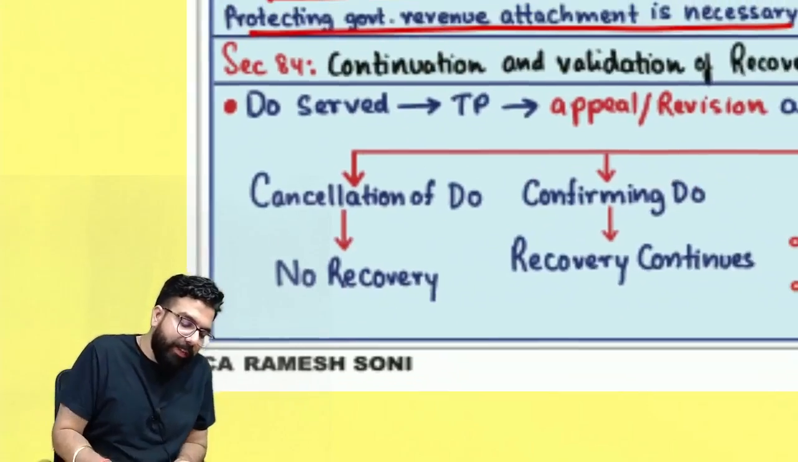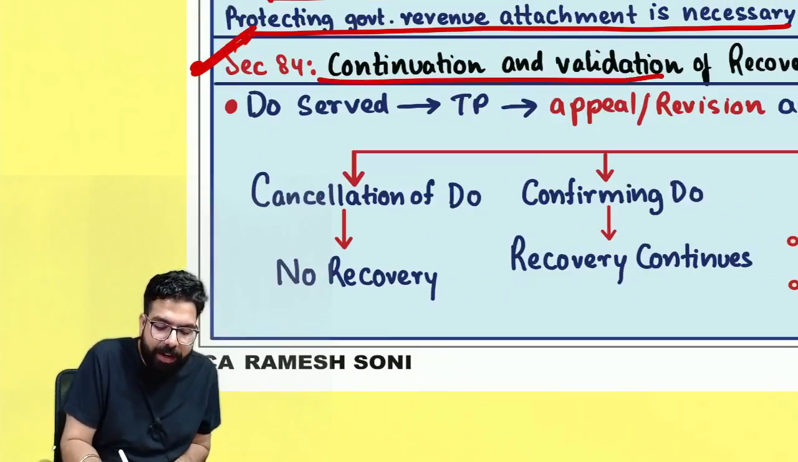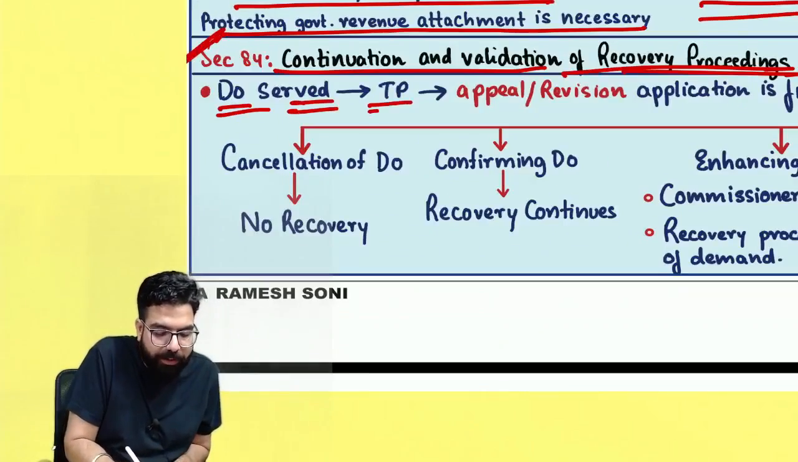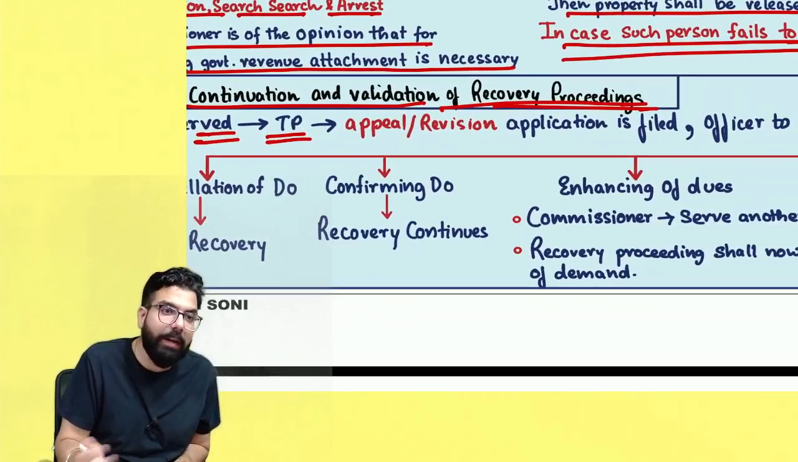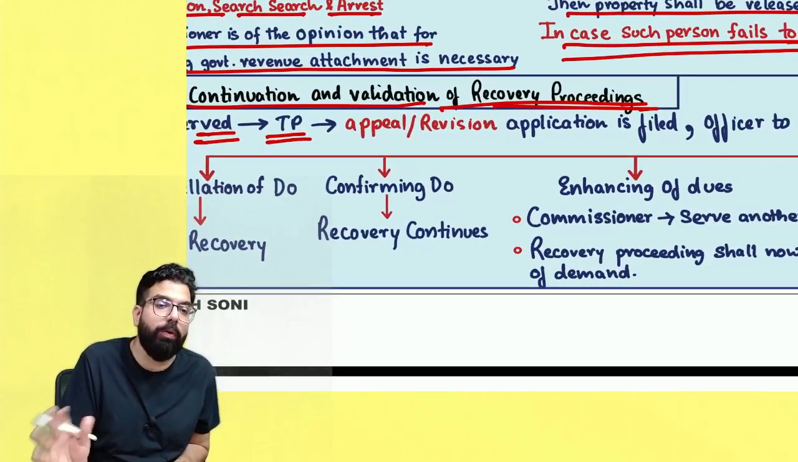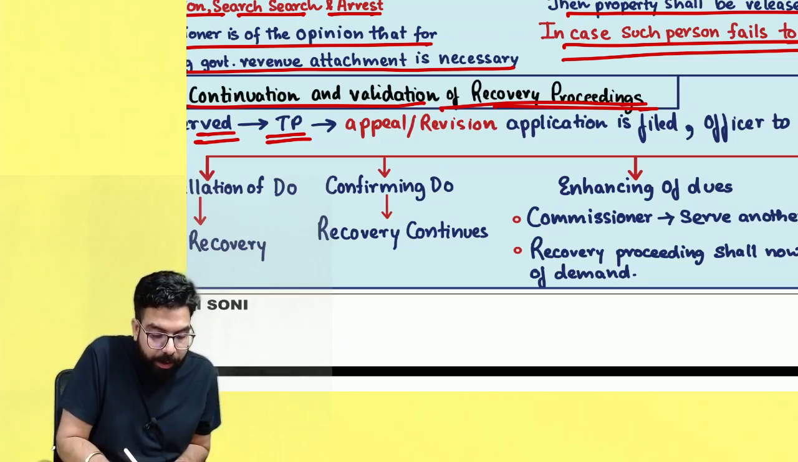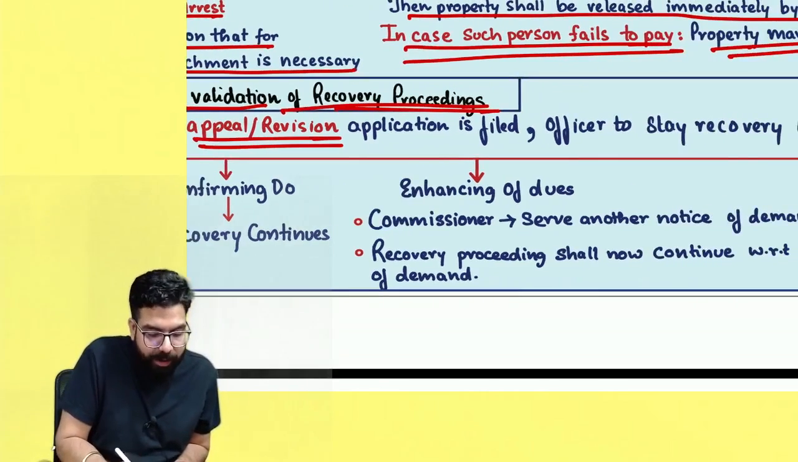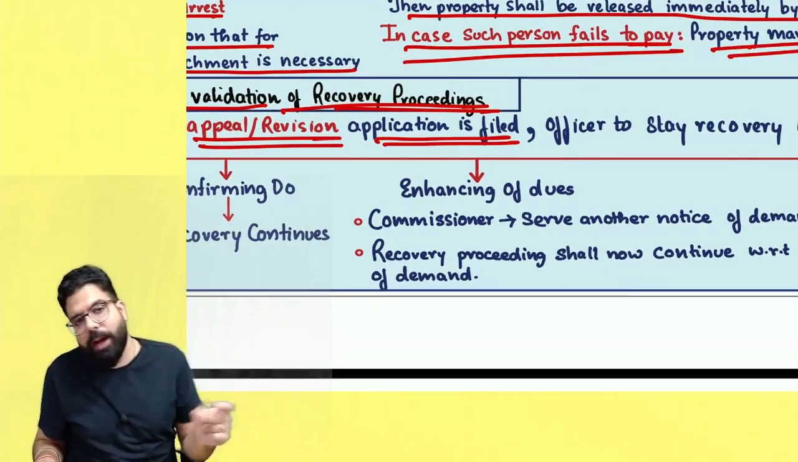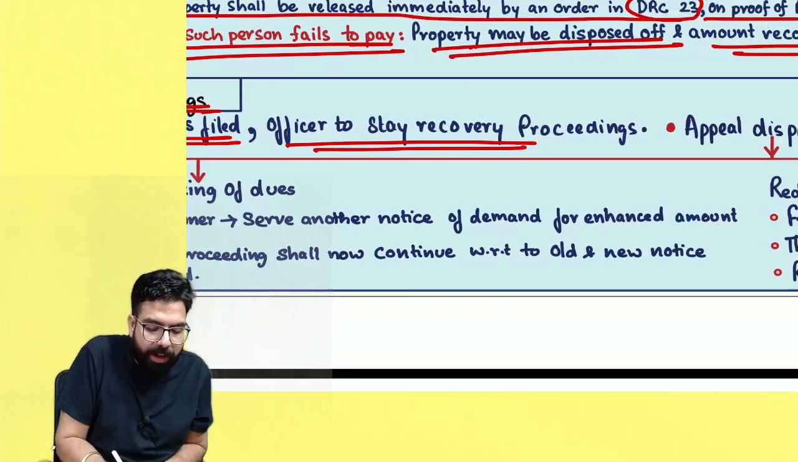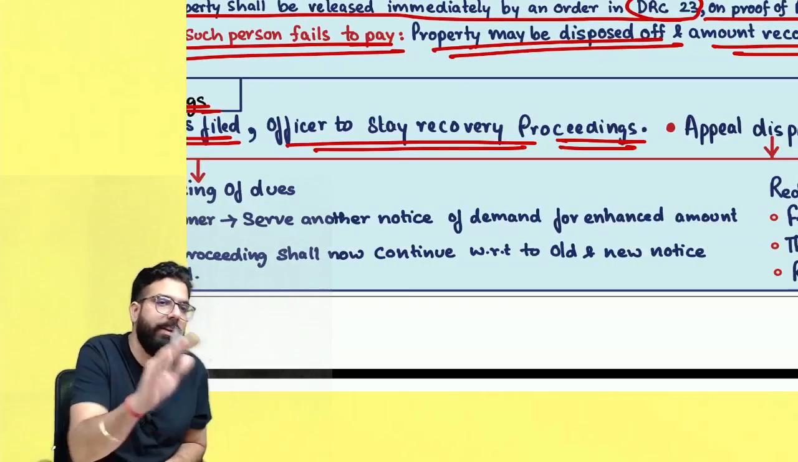The next one over here is section number 84, continuation and validation of recovery proceedings. A demand order has been served on you, the taxable person. They started the recovery within 3 months, but you went to the appellate authority. The appellate authority condoned the delay, and your appeal and revision application is filed. Now, in this scenario, the officer will stay the recovery proceeding, which had already been initiated after 3 months.